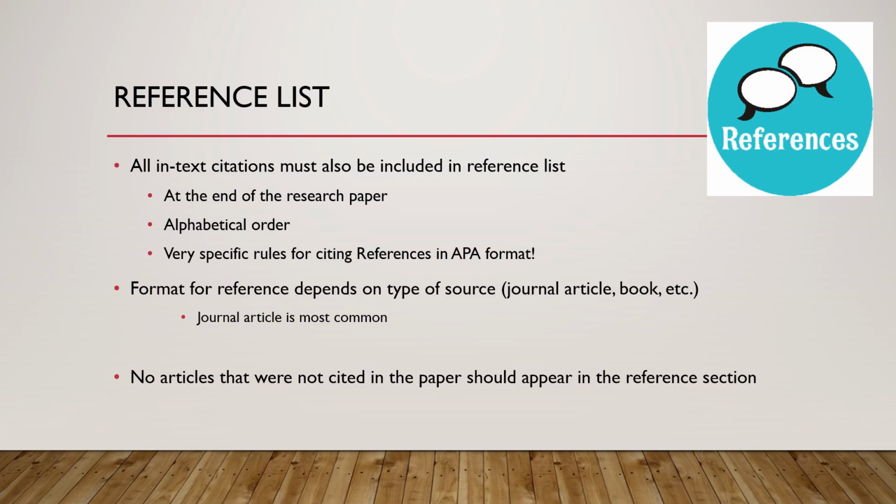It's pretty ubiquitous. Articles that were not cited in the paper, so just things that you think were interesting, should not appear in the reference section. If it is an interesting article, then you should talk about it in your writing somewhere. If the author thought it was interesting, they should talk about it somewhere. You can't have these kinds of extra references littered throughout the reference list.